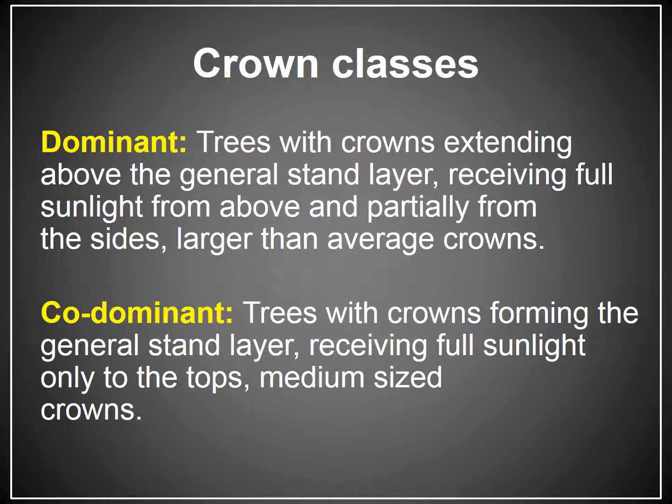By definition, the crowns of dominant trees extend above the rest of the canopy and receive full sunlight from above and from the sides as well. They tend to have the largest crowns. Codominant trees, slightly shorter, receive full sunlight on the tops of their crown and indirect sunlight on the sides.